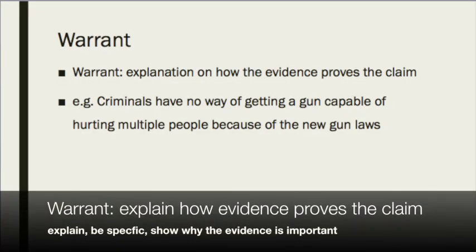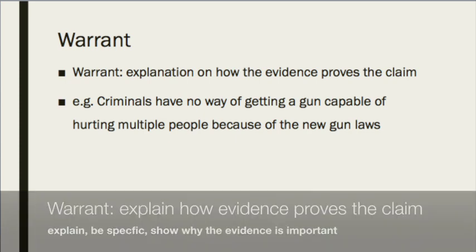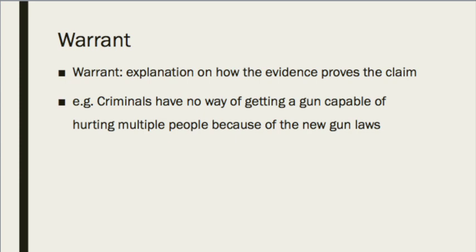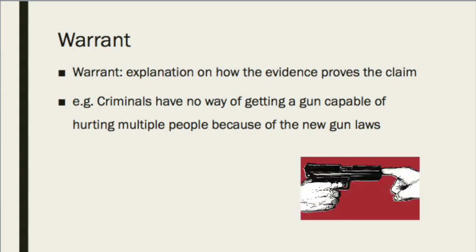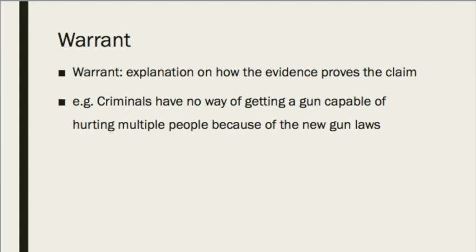After the evidence comes the warrant, which is the explanation on how the evidence proves your claim. For example, if your claim is about gun violence and your evidence was about the mass shootings previously mentioned, you need to explain how this ban directly caused the cease of mass shootings. You would obviously want to say how criminals have no way of getting a gun capable of hurting multiple people because of the new gun laws.